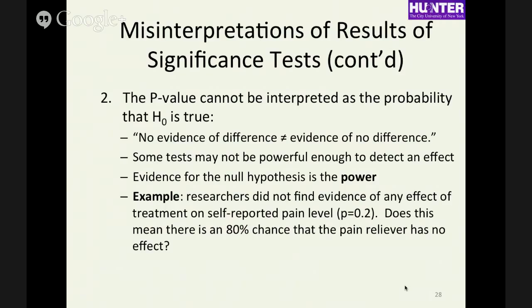This is a big one, a common one. The p-value is not a probability that H0 is true. Very common misconception. Does anyone want to tell me why that's false? Okay, there's the answer there, but tell me in your own words. How about this example? Researchers did not find evidence of any effect of the treatment on self-reported pain because they got a p-value of 0.2. Does that mean there's an 80% chance that the pain reliever has no effect?